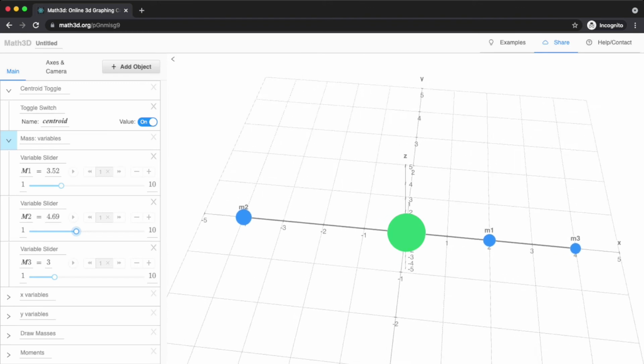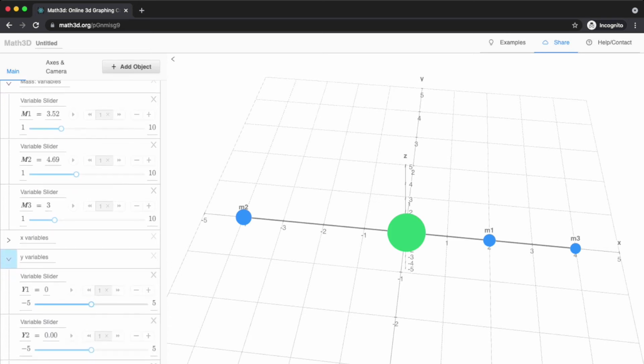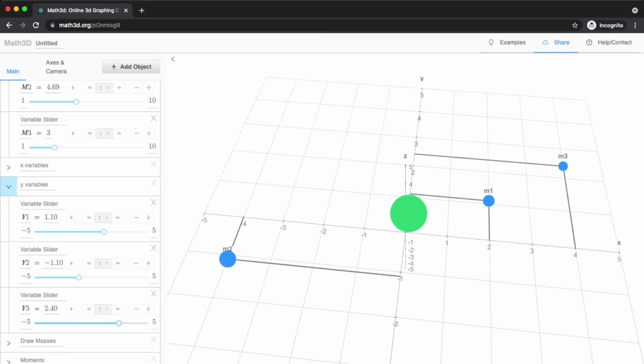So I've got those three masses, and we can play with not only where they're distributed in terms of their x values, but we can also play with their y values a little bit. And I can move the y values around as well. Now I have three masses that are making up my system, and I want to know two things.